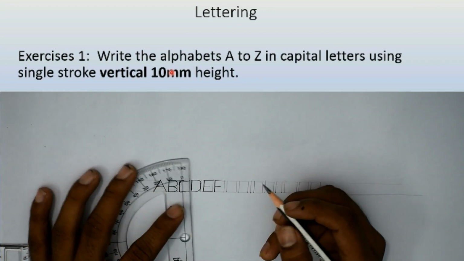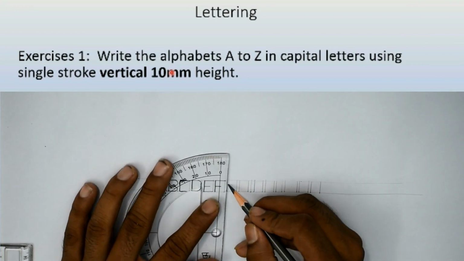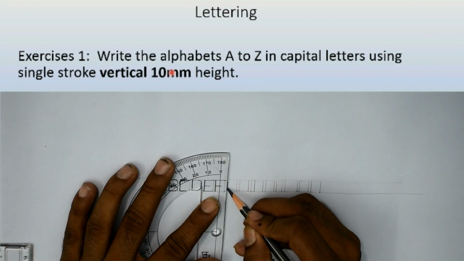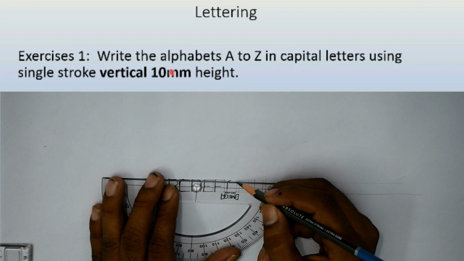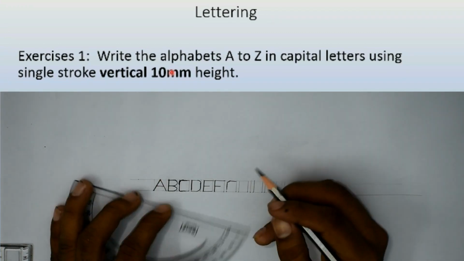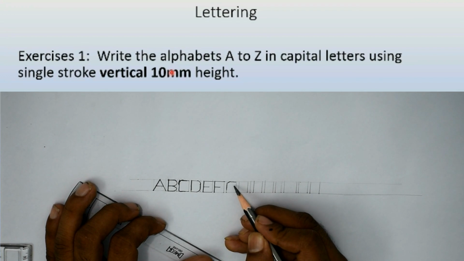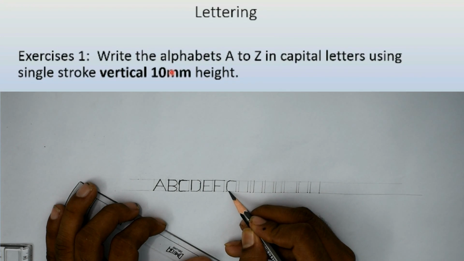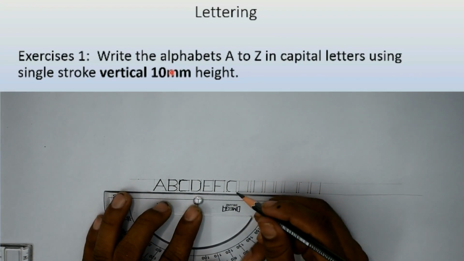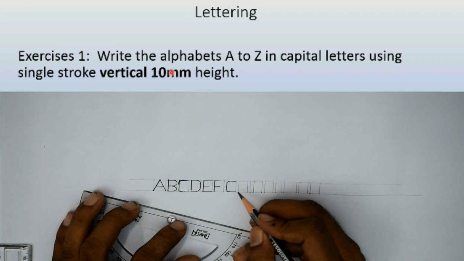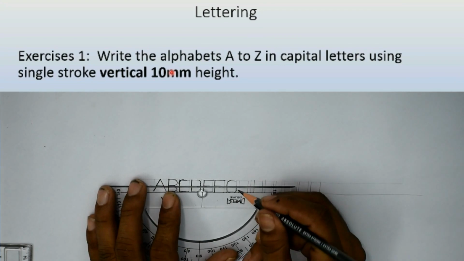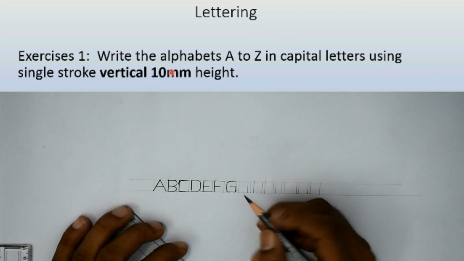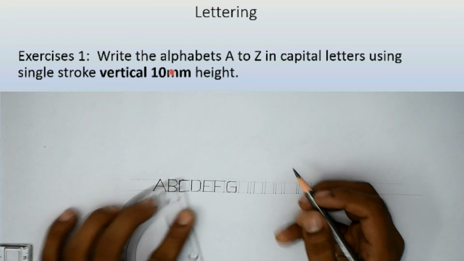Then you have G. You need to be a little bit careful about the letter G because it's a little bit complicated. First I will draw some line here. Then this curve. You need to just draw a straight line above. Generally we bend here in our normal handwriting, but you should not do that in these lettering exercises. And again some curve here. Just take this inside and leave this line as it is.